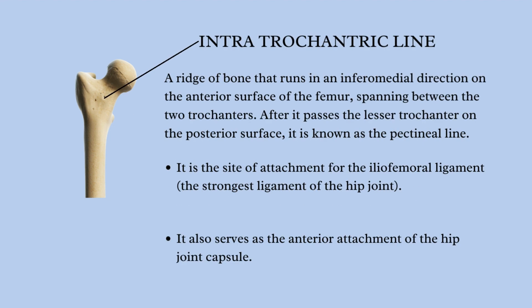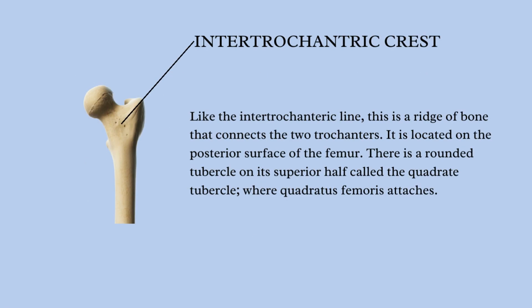Intertrochanteric line, a ridge of bone that runs in an inferior medial direction on the anterior surface of the femur, spanning between the two trochanters. After it passes the lesser trochanter on the posterior surface, it is known as the pectineal line. It is the site of attachment of the iliofemoral ligament, the strongest ligament of the hip joint. It also serves as the anterior attachment of the hip joint capsule.